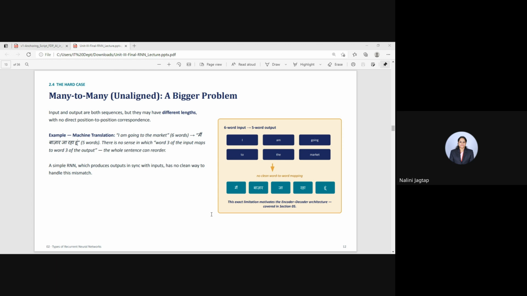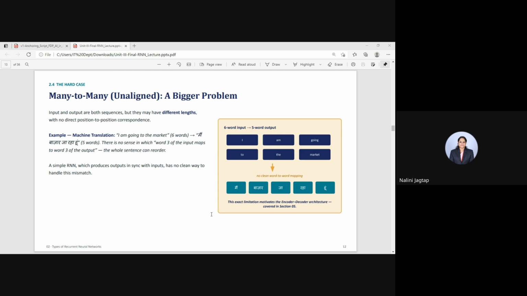So let me repeat it again. There is a statement which says, I am going to the market. Now, in the analysis, we can say there are 6 words in the statement: I am going to the market. It might translate into a Hindi sentence as मैं बाजार जा रहा हूँ. If you count this, there are 5 words. And there is no sense in which word 3 of the input maps to word 3 of the output.